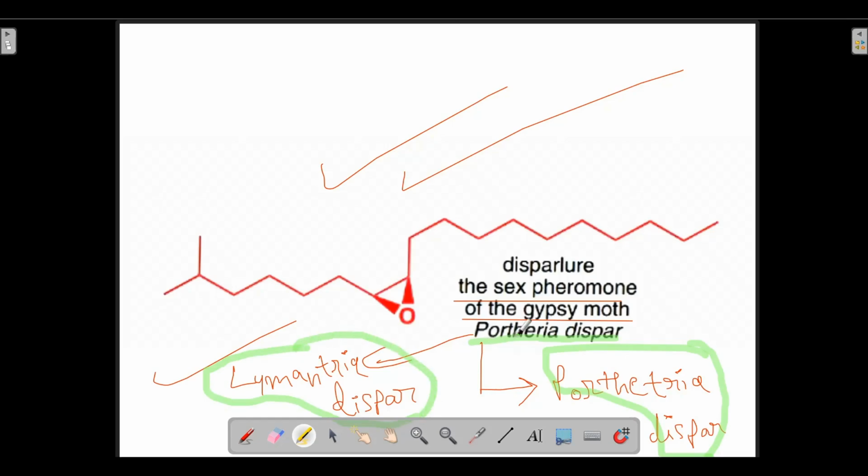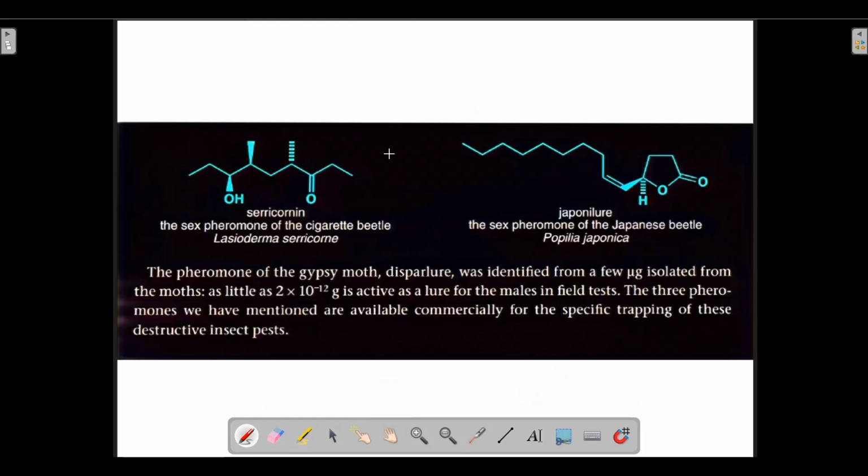But the spelling given in the second edition of the Clayden book is wrong. It is Porthetria; the T is missing over here. There must be an additional T. So the T is missing in the Clayden second edition, so make a correction about that.